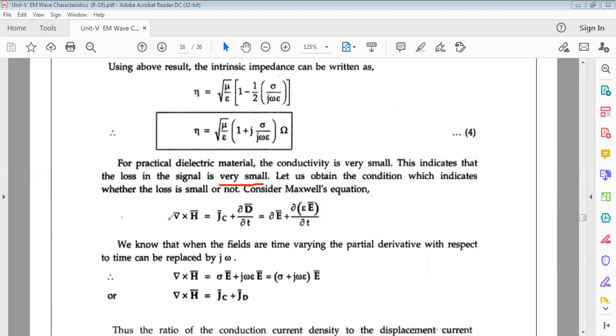From Maxwell's equation, we know del cross H bar is equal to JC plus JD, where JD is dou D bar by dou t, and D bar is epsilon into E bar. I already told you that we replace dou by dou t with j omega. So del cross H bar is equal to sigma into E bar plus j omega epsilon into E bar, that is, sigma plus j omega epsilon into E bar. And del cross H bar is equal to JC bar plus JD bar. We know this.